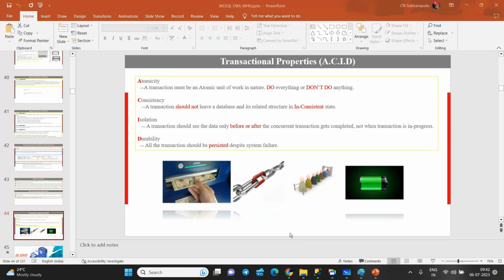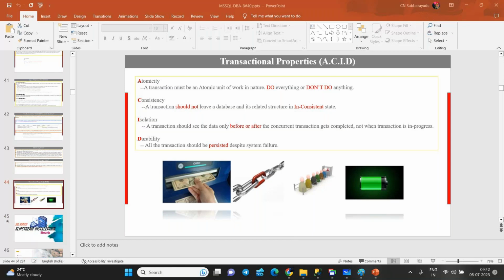If no, see you tomorrow, sir. Tomorrow we are going to start the installation part. Once we complete the installation, then we'll go for practicals, sir. Theoretical, practical, theoretical, practical.